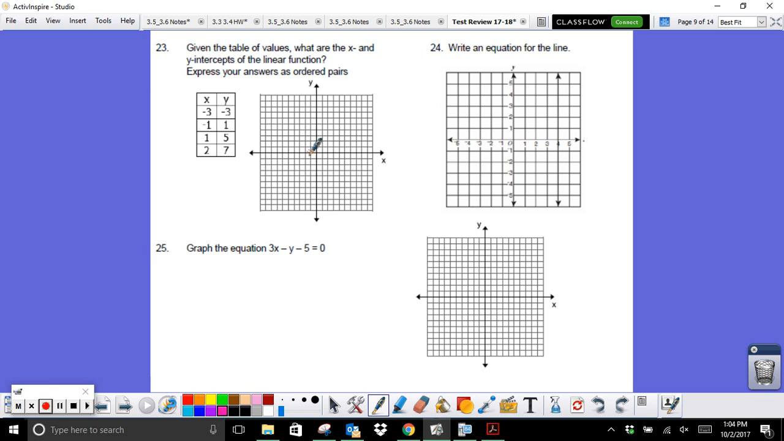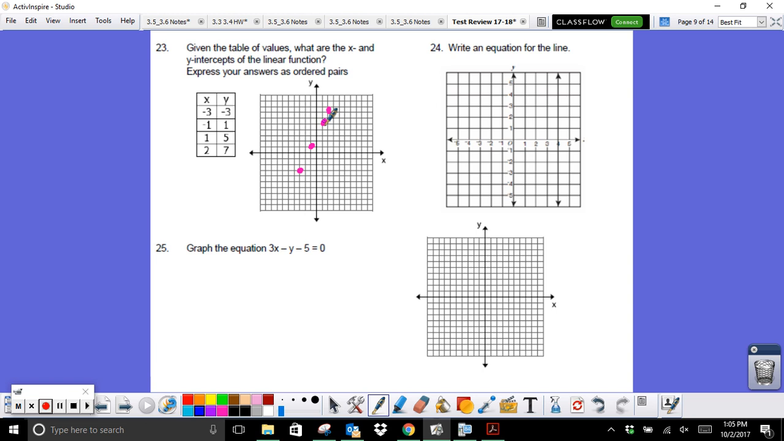So I have negative 3, negative 1, 1, 1, 5. If I'm plotting these too fast for you, just pause it. And then 2, 7. Now the problem is I don't have a point exactly on my y-axis or on my x-axis. So I'm going to figure out what my slope is so I can get some more points along this line.